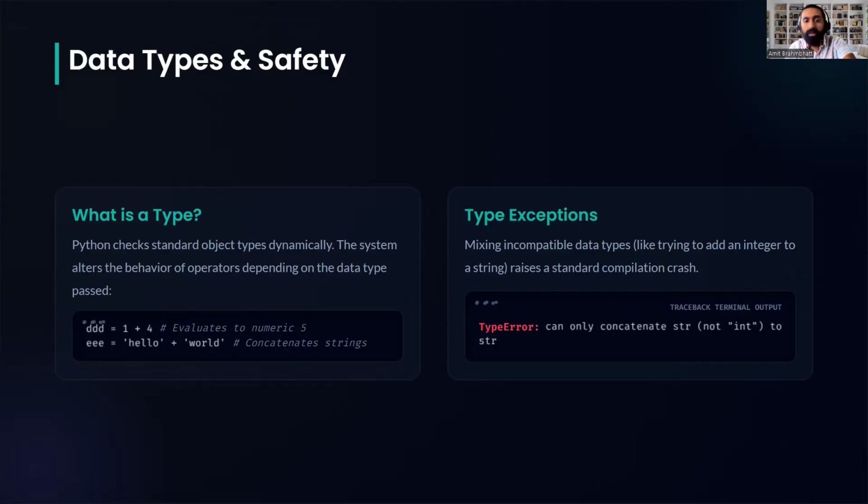For example, look at our terminal traceback. If you add the integer 1 to the string hello, Python will raise a type error. Why? Because the plus operator means addition for numbers, but concatenation for strings, it does not know how to resolve adding a number to words. To fix this, we use explicit typecasting functions like int and float to safely convert our variables before running calculations. This type of boundary management is crucial when working with external data.